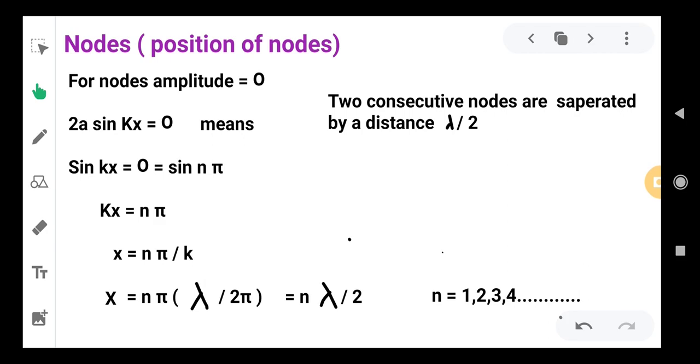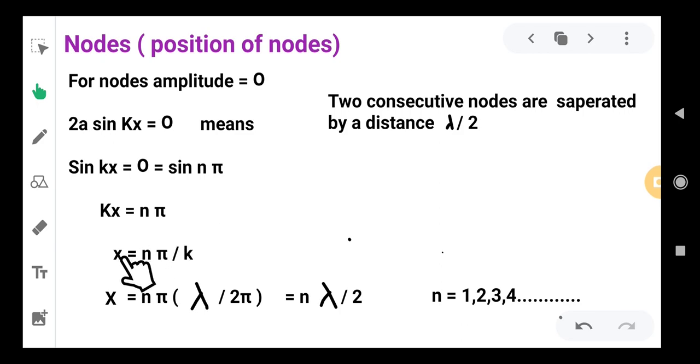Now, where does the position of the nodes arise? Nodes mean the amplitude will be 0. Amplitude 0 means 2a sin kx must be 0. For sin kx to be 0, sin 0 is 0, sin pi is 0, that is sin of n pi, n a multiple of pi, gives 0. So kx is equivalent to n pi.